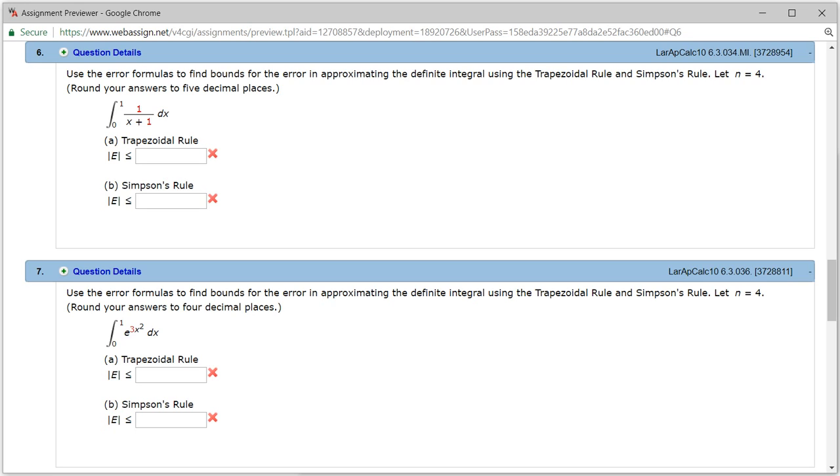Alright, let's look at homework 6.3, problem number 6. We want to use the trapezoidal rule and Simpson's rule to estimate the value of this given definite integral. Actually, we want to find the error bound for those rules. Alright, so let's do that.